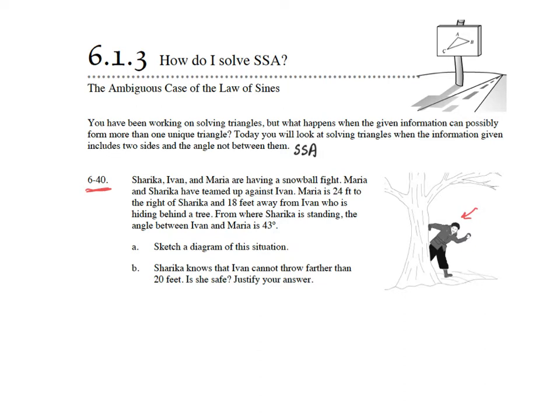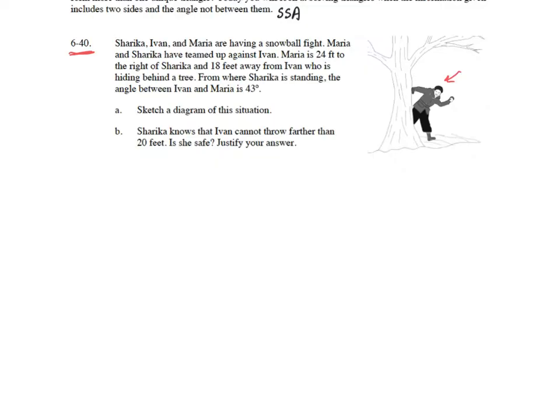So let's take a moment and sketch the situation that we have at hand. Here's a possible picture. The wording is kind of weird, but from Sharika, the angle to Ivan and to Maria is 43 degrees, as indicated right here. Then this distance is 24, and here is 18. So that's a possible picture that we can draw.